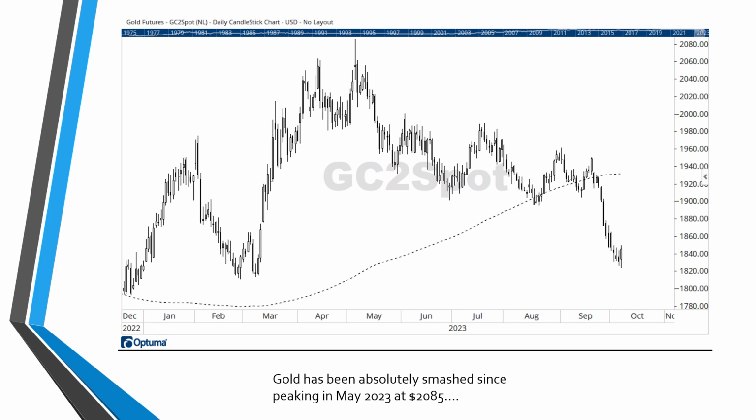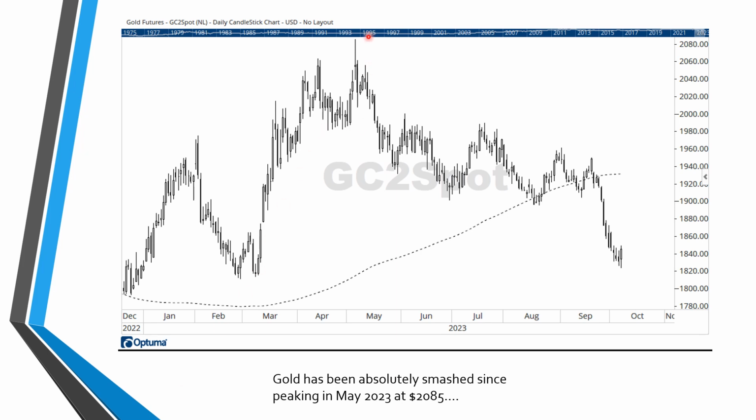In today's video, I want to focus on the price of gold, and notably we're going to look at the price of gold futures. So this is a chart of gold futures pricing 2023 year to date. And I just want to point out a couple things here.